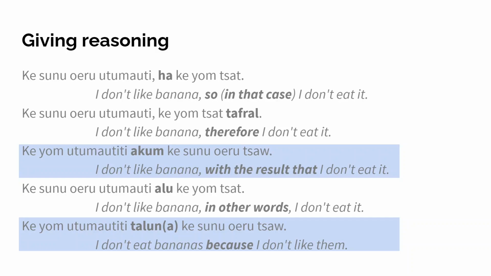And the same also goes for the taluna, where we can switch alunta to talun or taluna. They mean the same, they're both conjunctions meaning because. So ke yom utumautiti, I don't eat bananas, talun or taluna, ke mungwrrtxo, because I don't like them. And lastly, we also have taweyka, which also means because, and can be used interchangeably with talun or taluna. So that's a last possibility to write that sentence.